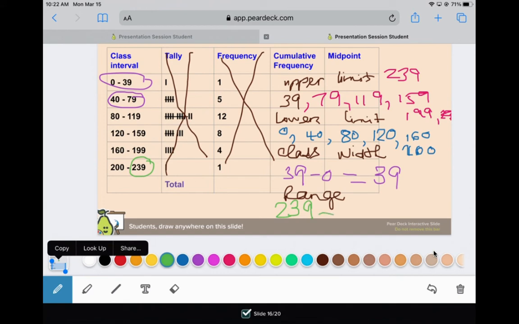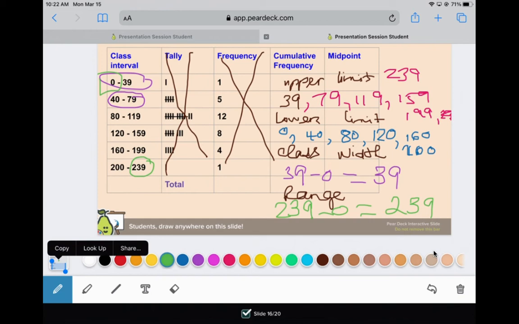A lot of you take 239 minus 40. 40 is not the lowest number here, right? The lowest number is 0. So the range is 239. So upper limit, lower limit, the class width, and the range. Those are the 4 things that you should be able to recognize from the table, because we're going to go back to look at the table and use that information a lot. So you should know which one I'm talking about.